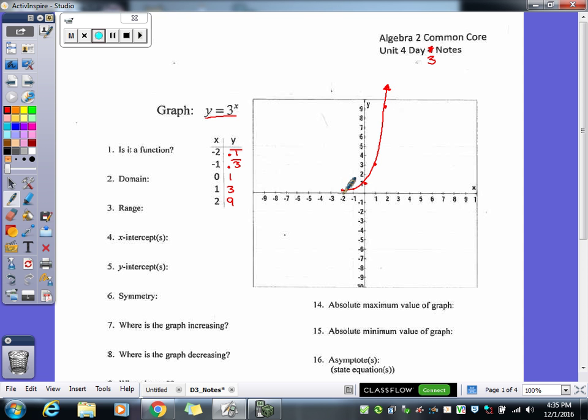What you have to remember with your exponentials is they're going to approach your x-axis, but it's never going to actually touch or cross your x-axis. So we just extend our line a little bit and then we put a little arrow there.